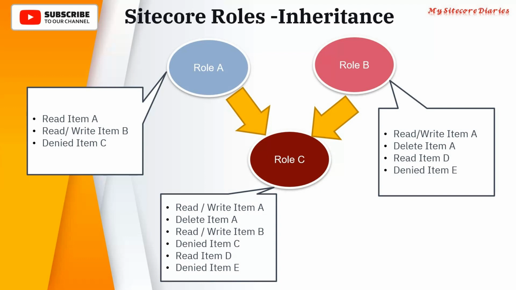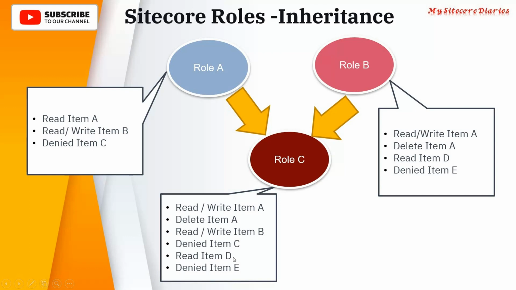For here you have a delete item A, but there is no delete function for role A. But delete item A will get role C. Then you have read and write item B for role A, so that will come here. You have a denied item C, and here there is nothing. So denied will always get precedence, and it will come here.